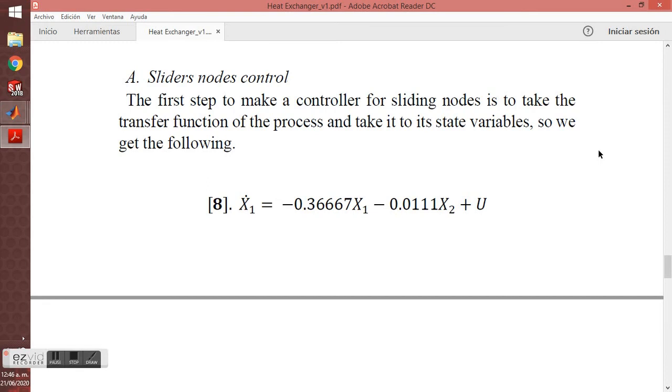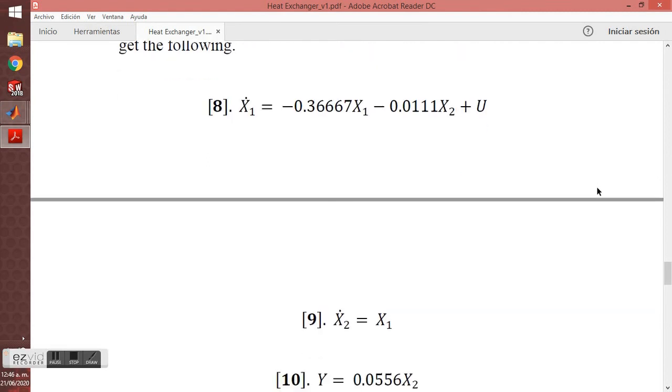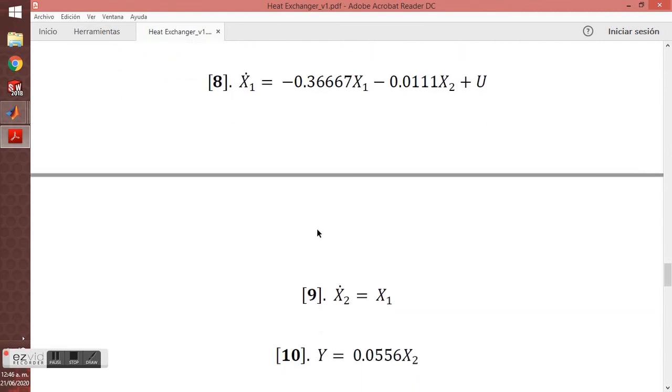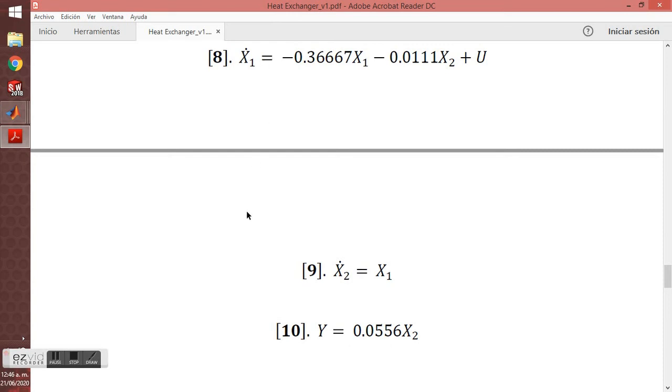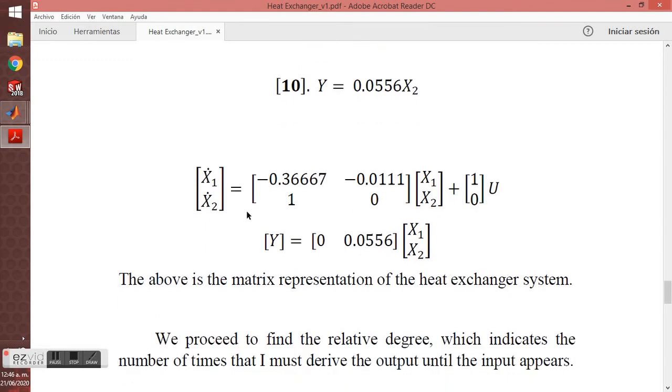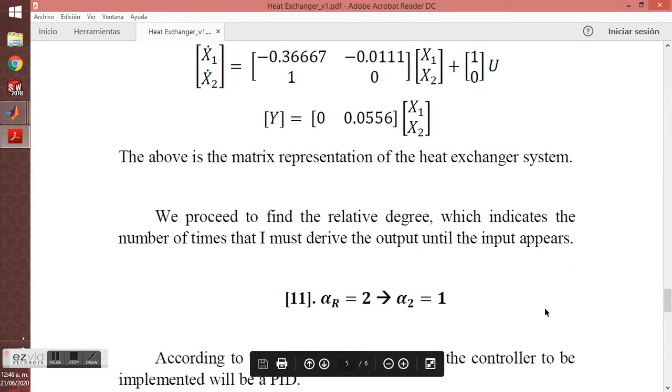Sliding mode control. The first step to make a controller for sliding mode is to take the transfer function of the process and take it to its state variables. So we get the following. We have here equation 8, equation 9, and equation 10 with its state variables x1 and x2. The above is the matrix representation of the heat exchanger system.